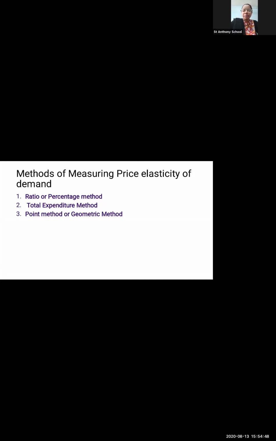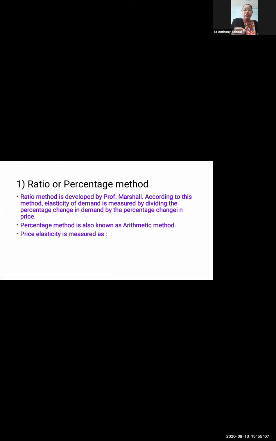There are a total of 3 methods of measuring price elasticity of demand. First one is ratio or percentage method. Second one is total expenditure method, also called the outlay method. Third one is point method or geometric method. First method is very simple. In this method we are calculating right from this chart.